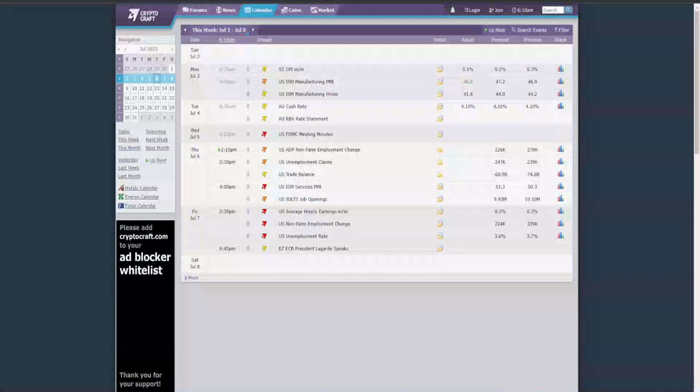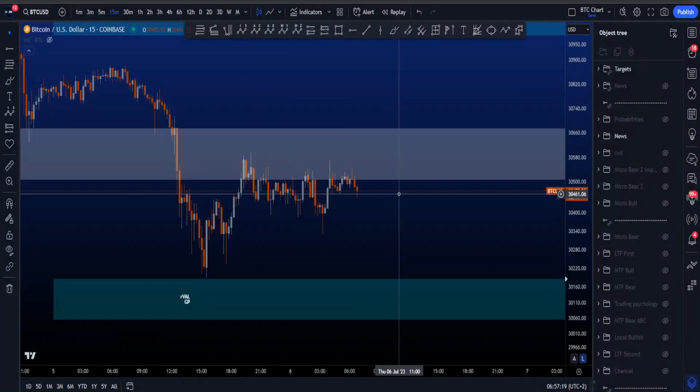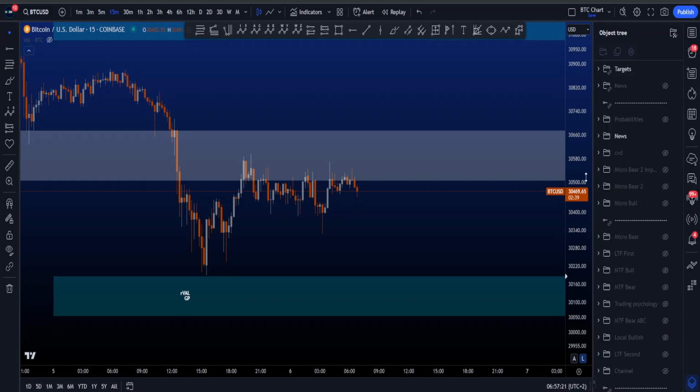If we then look at the news, we have some news today at 4 p.m. Central European time. We have high impact news as shown here by the red flag. So you could expect some volatility at 4 p.m. today. So make sure you trade safe.